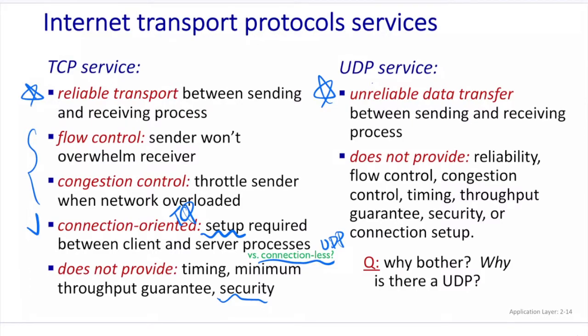So basically, UDP does not provide any services for the upper layer, but TCP has reliable transfer, flow control, congestion control, and connection setup. Okay, so we have the simplest one, which is UDP. We have a more complex one, which is TCP. It depends on your application.